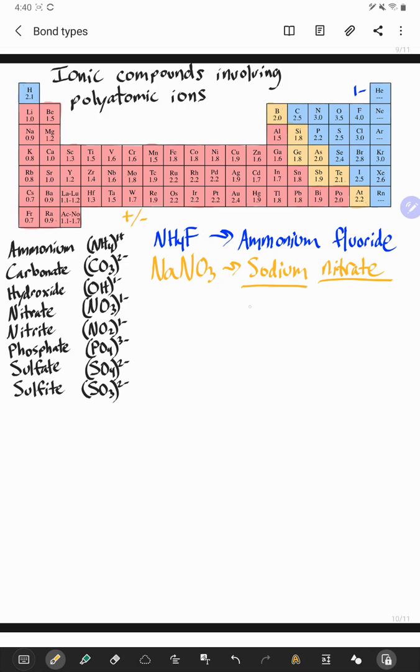But we always name the positively charged one first. So we have sodium nitrate, and we literally just leave everything the same. Sodium and nitrate. We don't alter the words at all.